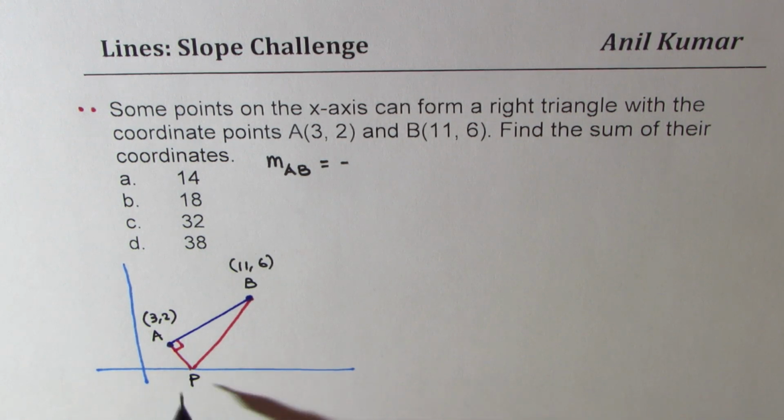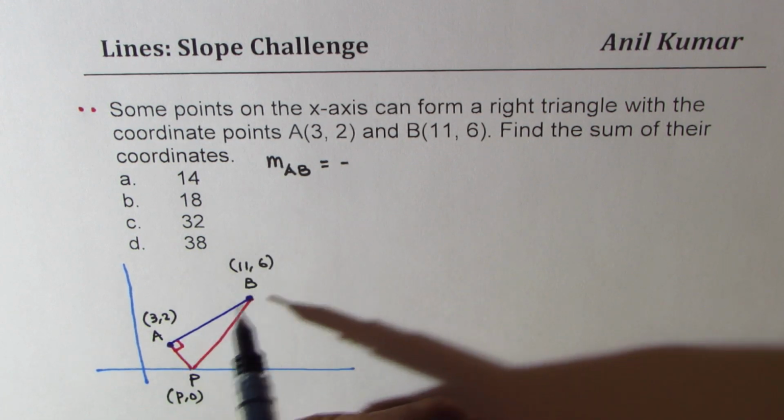Okay. Since it is on the x-axis, we'll say this point is P, 0. Does that make sense to you, right? So that is what it is. Let's find the slope of AB first.